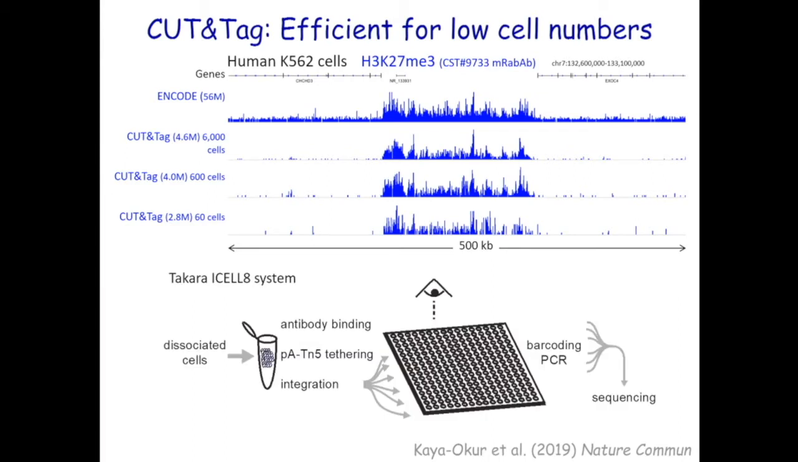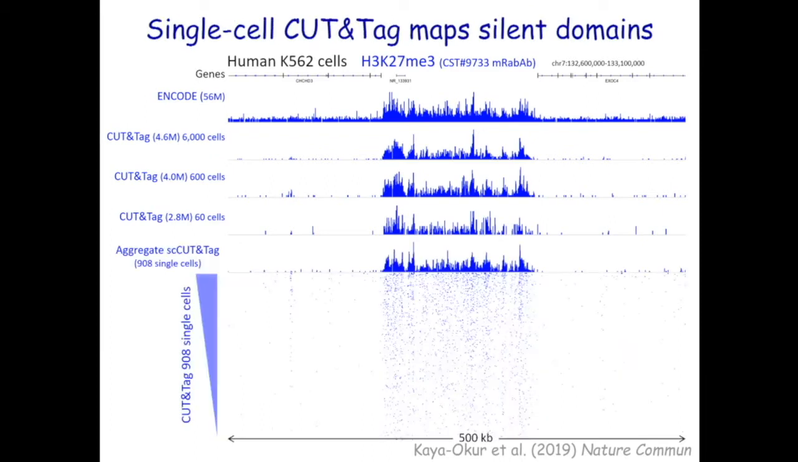And we've adopted the Takara iCell8 system, where we carry out all the reactions from antibody binding to integration in a single tube, and then we array it in a 72 by 72 format in nanowells, on a chip about that big, and then we do barcoding PCR on it. And this is the kind of data that we've been getting. So for 900 single cells, you can see that the aggregate is pretty much similar data quality to what we get in bulk, and these are single cell, single molecule tracks.